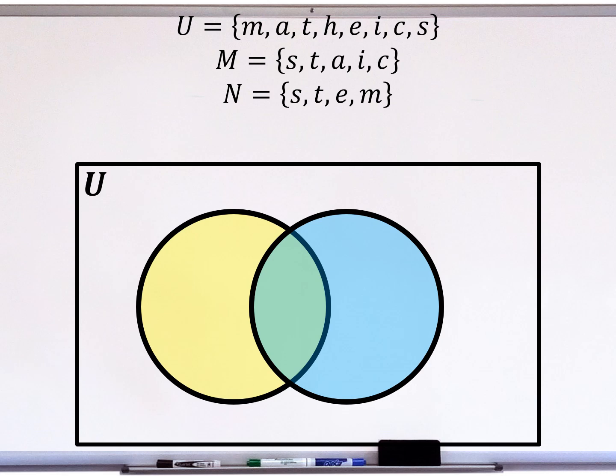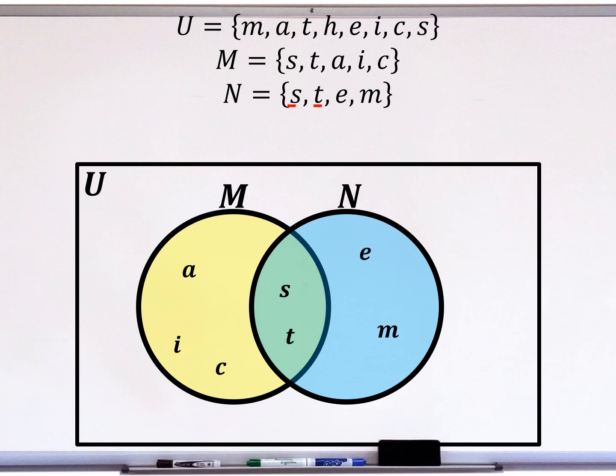So, as you can see here, the first thing that you're going to identify is the common elements between set M and set N. And as you can see here, both sets contain the letters S and T. Okay? And make sure that you're going to write the name of the given sets at the upper part of the given circle. Okay? So, the remaining letters for set M are the letters A, I, and C, while the remaining letters for set N are E and M.